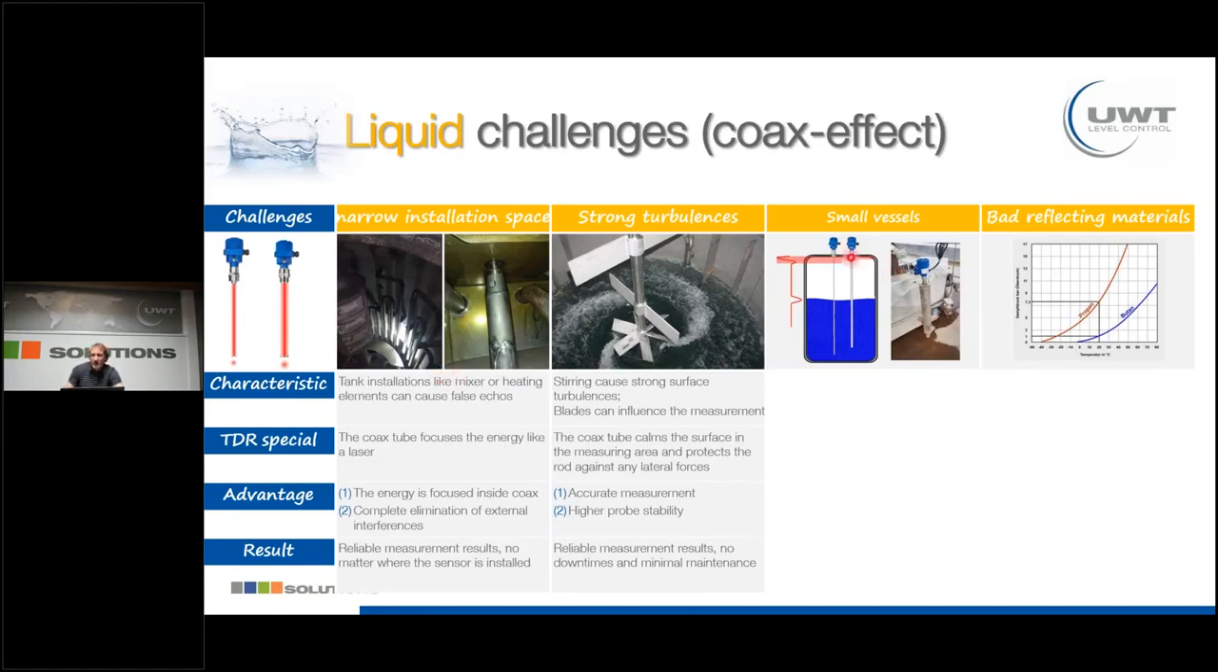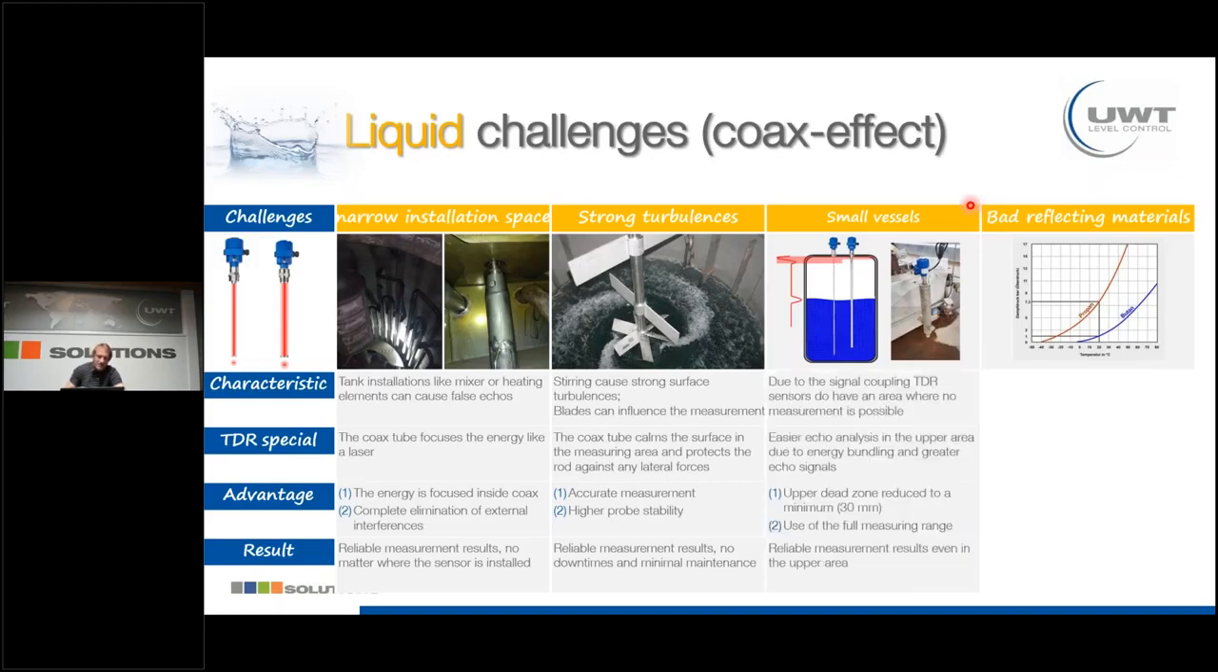Third point, small vessels. As you can see here, this vessel is very small, half a meter. TDR sensors normally have a dead band in the upper area where no measurement is possible. This is reduced by using a coax probe to a minimum of 30 millimeters, and with these 30 millimeters it's possible to really measure up to nearly the top of the vessel or the process connection.